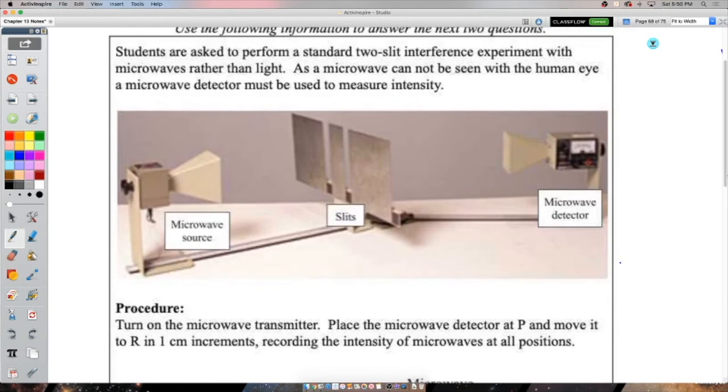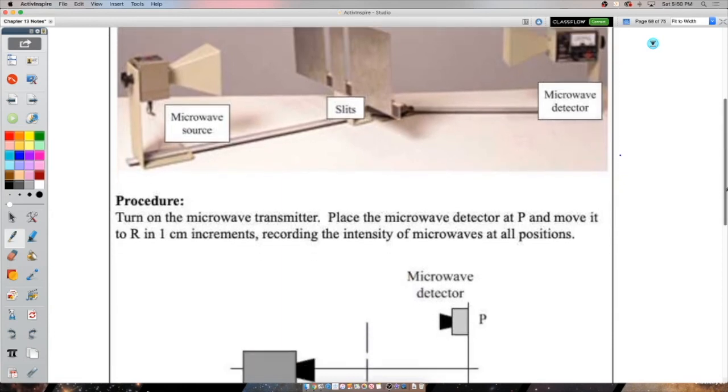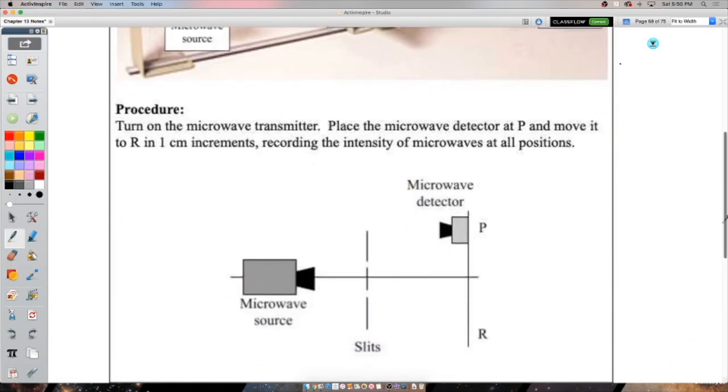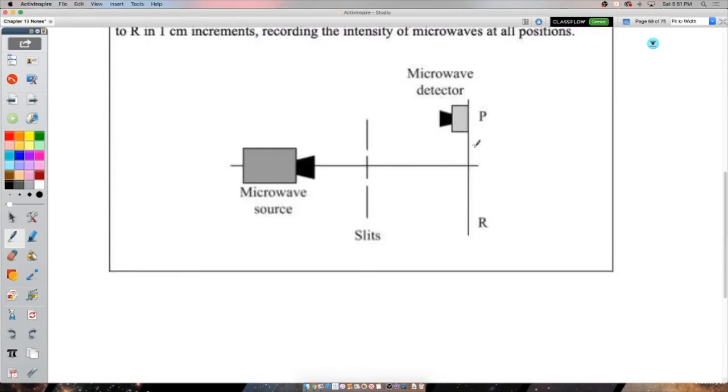Okay, next one here. Students are asked to perform a standard 2-slit interference experiment with microwaves rather than light. As a microwave cannot be seen, a detector must be used to measure intensity. So we're not going to see the pattern, but we could detect it with our detector here. What's the procedure? Turn on the microwave transmitter, place the microwave detector at P here, and move it to R in 1 centimeter increments. So move it 1 centimeter towards R, 2 centimeters towards R. Every time you do that, record the intensity of the microwaves. We're essentially mapping out the pattern here.